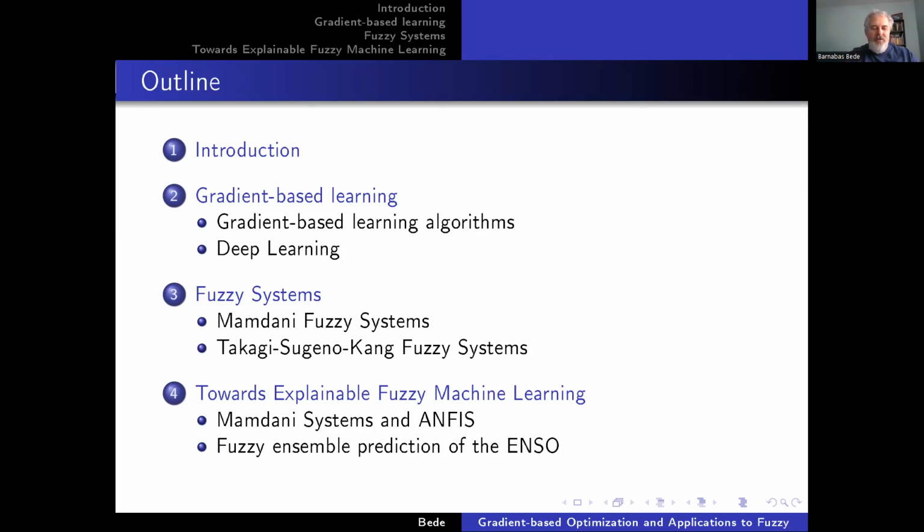Then we will talk about ANFIS, the Adaptive Network-Based Fuzzy Inference System, that was developed a long time ago, almost at the beginning of the neural network field. It was one of the first contributions in that field, not far from the origins of neural networks. The fuzzy system version of them was already developed. I will also talk about an application that we developed with a student on El Nino Southern Oscillation.